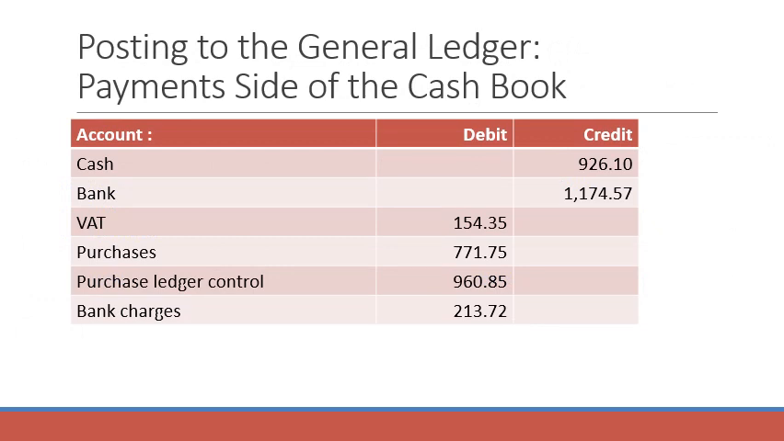So up on the screen, I've got the postings list to our general ledger. So this time the debits and credits are swapped round from the receipts. So here we will credit the cash and bank account with the totals from their respective columns, and we will debit the accounts analysing those payments to their respective accounts. So we'll debit VAT, purchases, purchase ledger control and bank charges. The total of our debits should equal the total of our credits.